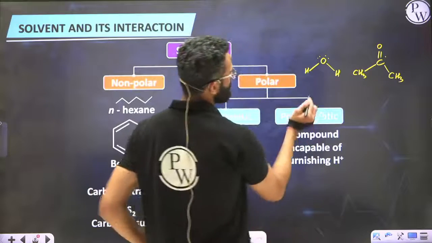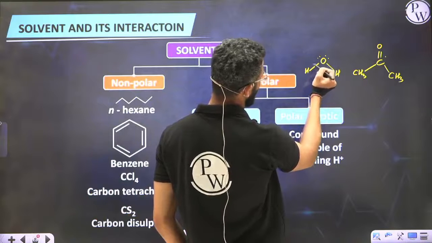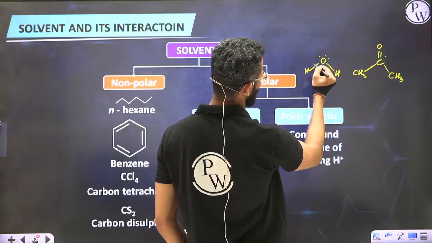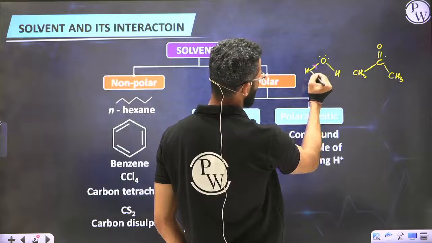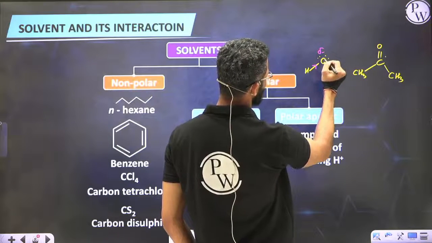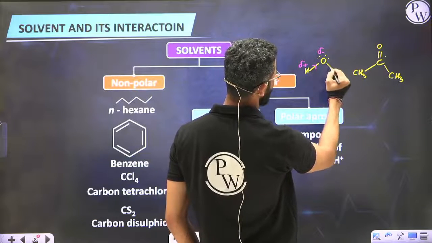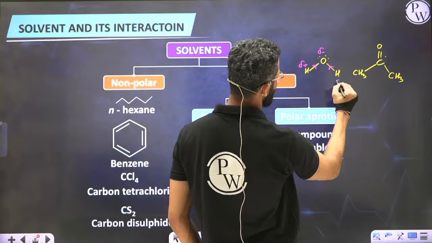If you see here, oxygen and hydrogens are connected to each other via a covalent bond, in which oxygen, being more electronegative, will pull the bonding pair of electrons toward itself, acquiring delta minus charge on O and leaving delta plus charge on hydrogen. The same thing will also take place from the other end as well.